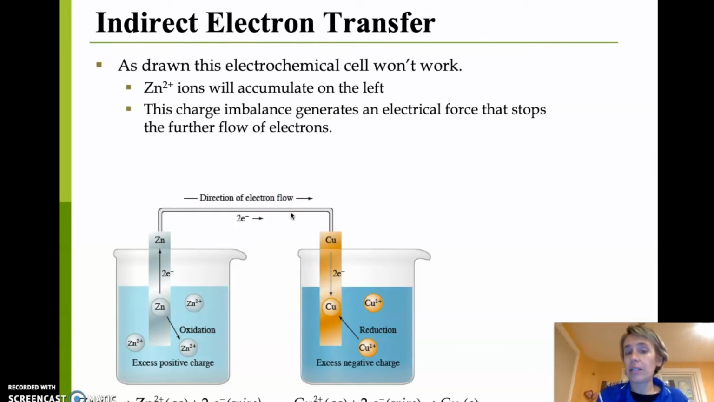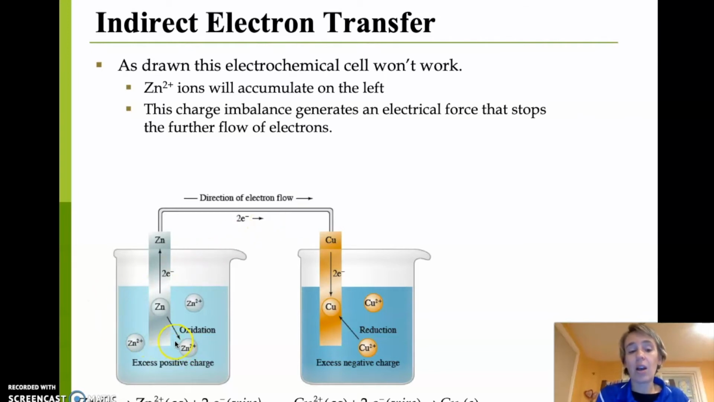As I've drawn it, this electrochemical reaction won't happen. And the reason has to do with charge balance. I've brought this up a few times in lab and in the context of redox chemistry. Reaction systems have to be charge balanced. So what's going on here?